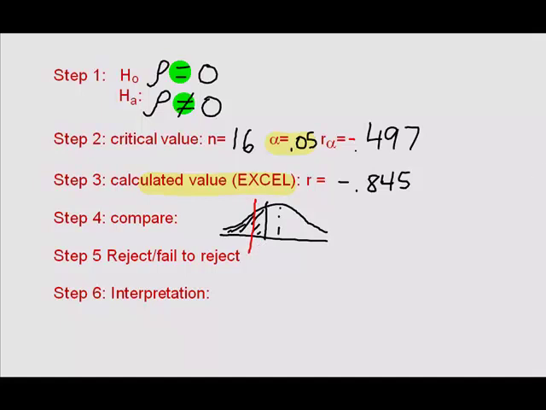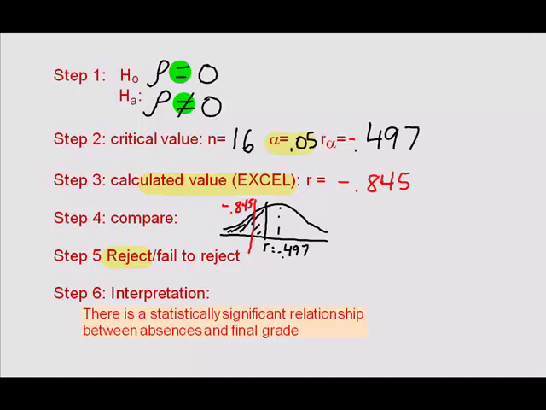We will reject. Color coding that a little better for you. You can see the calculated value falls in the rejection region as determined by the critical value from the chart. We reject the null. Now we interpret the statistically significant relationship between absences and final grade.